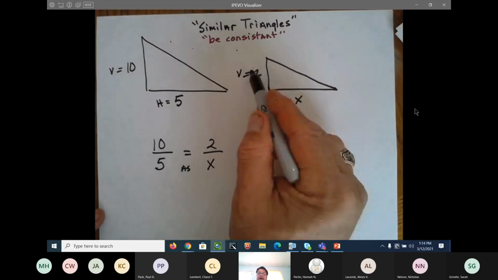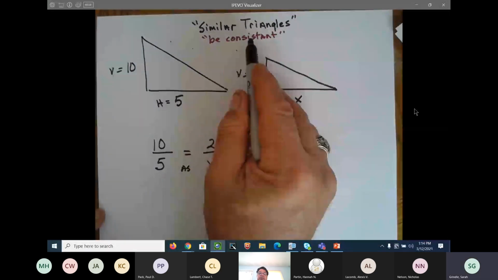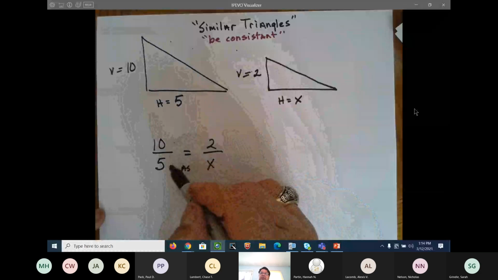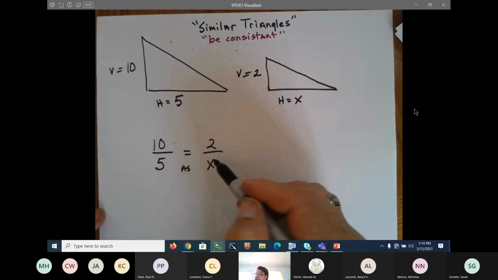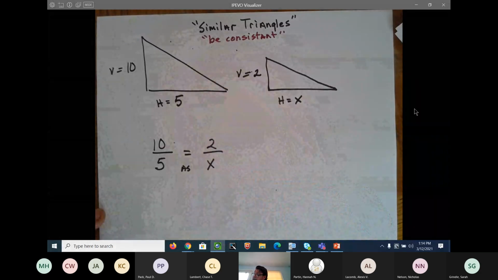Now, what if I did 5 to 10? Then what do I do on this side? Same thing. X to 2. You got to be consistent. That is the only thing you have to remember when you do direct proportion. And that's what this is. Direct proportion.